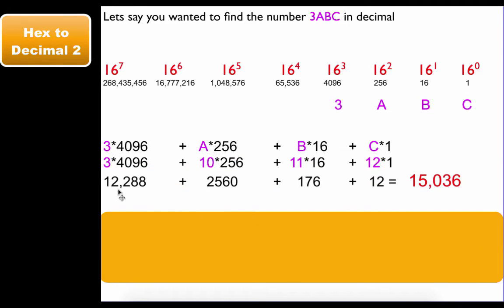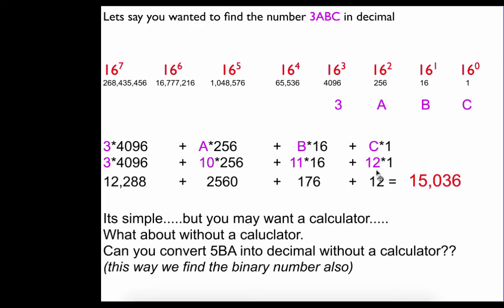Or 12,288 plus 2,560 plus 176 plus 12 equals 15,036. 3ABC in hex is the same as saying 15,036 in decimal. What if you want to convert a hexadecimal without a calculator?